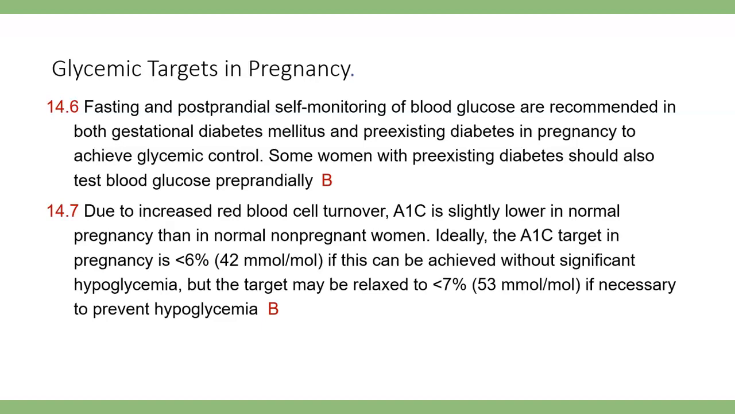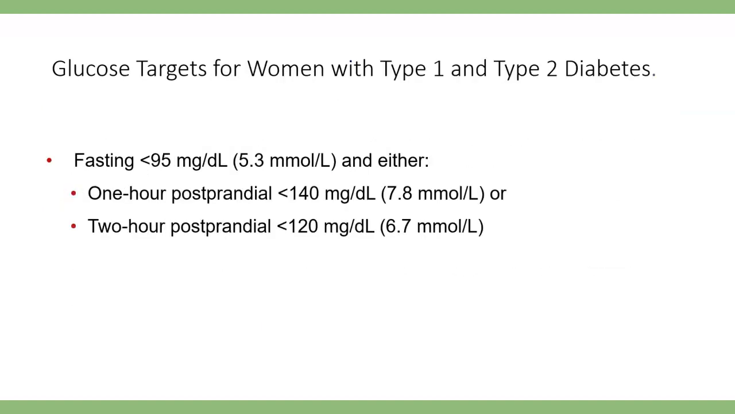What it says is, due to the increased red blood cell turnover, the A1C is slightly lower in normal pregnancy than it is in normal non-pregnant women. The ideal A1C target in pregnancy is less than 6, if this can be achieved without significant hypoglycemia. It can be relaxed to less than 7, but we don't want babies that have macrosomia, that are born overweight or have any issues.